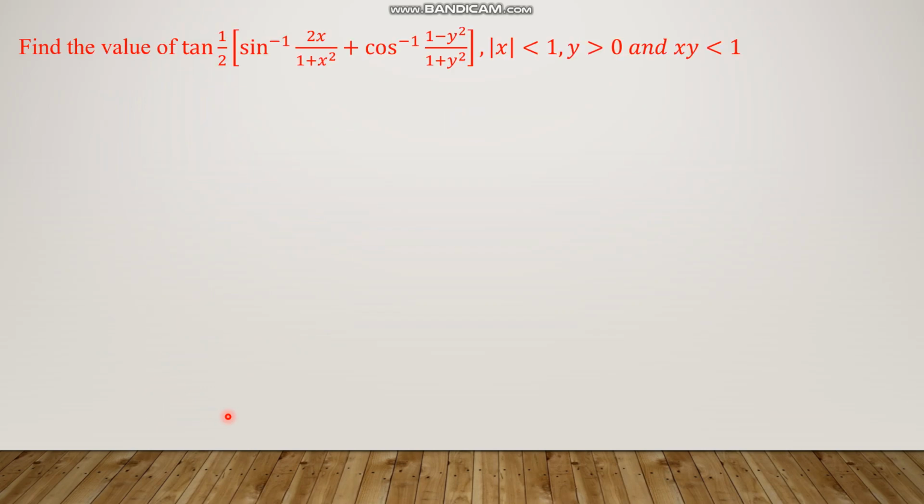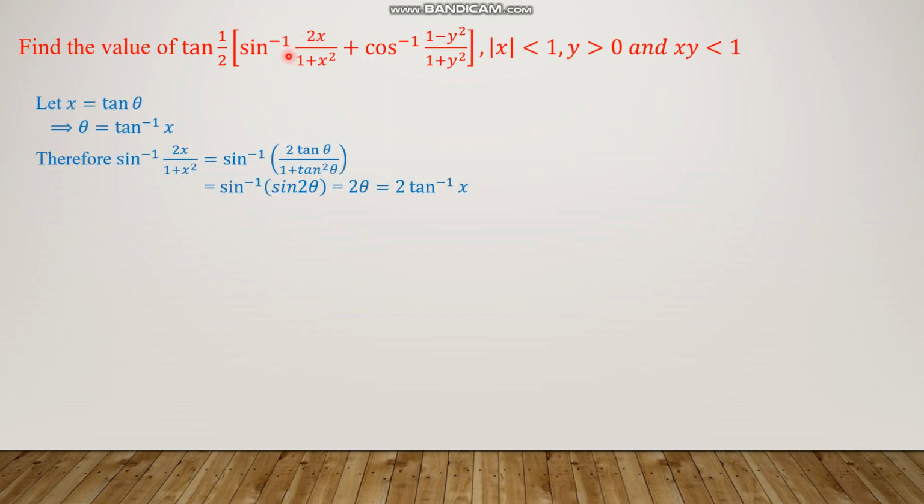Now let's see one more type of problem which says find the value of tan of half into one term, which is sin inverse 2x by 1 plus x square, and the other term is cos inverse of 1 minus y square by 1 plus y square. What we do is we will see the terms one by one.